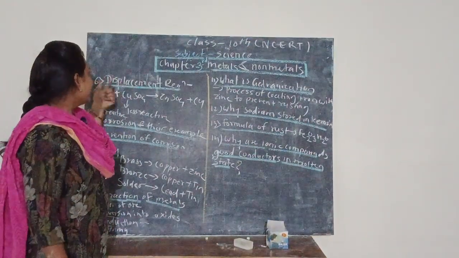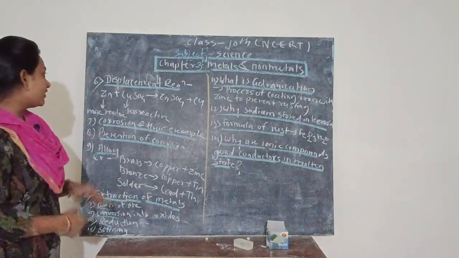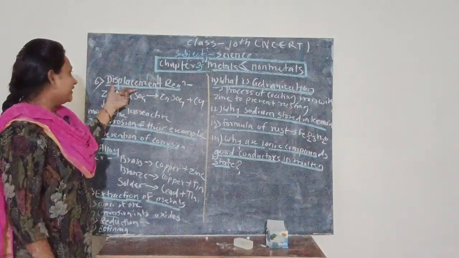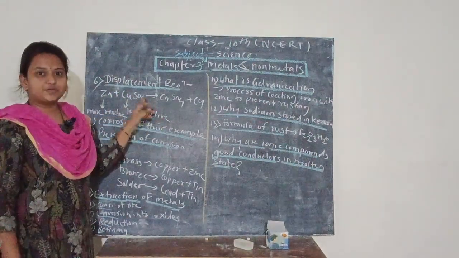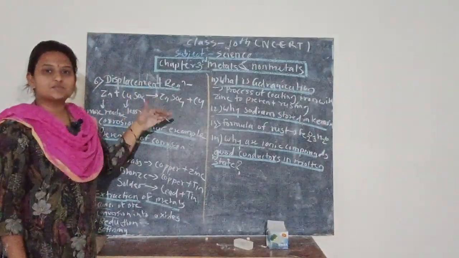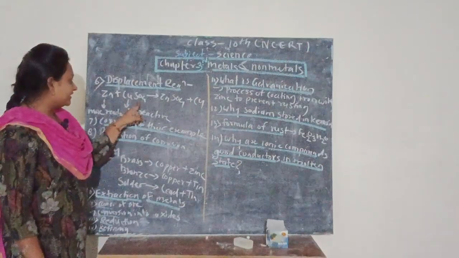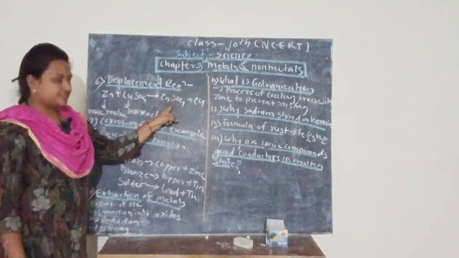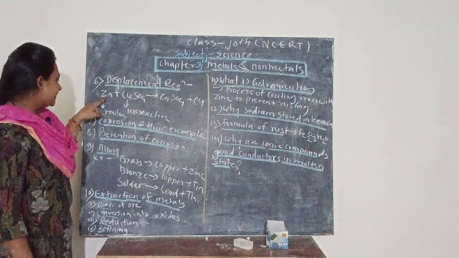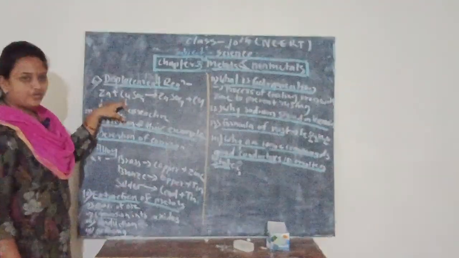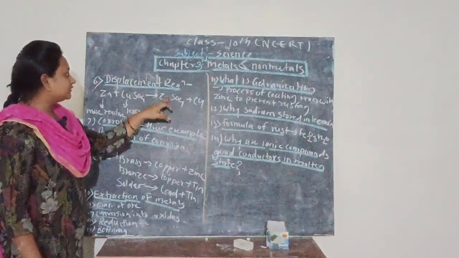So let us see. The next question is displacement reaction. What is a displacement reaction? We can say that a displacement reaction is the reaction in which a less reactive element or less reactive metal is displaced by a more reactive metal. You can see in this reaction, zinc plus copper sulfate react together and form zinc sulfate, and here copper is eliminated. See here students, zinc is a more reactive element than copper. So here copper is replaced by zinc and we get zinc sulfate.